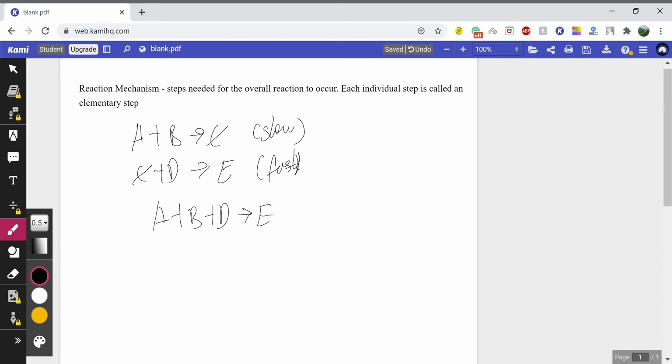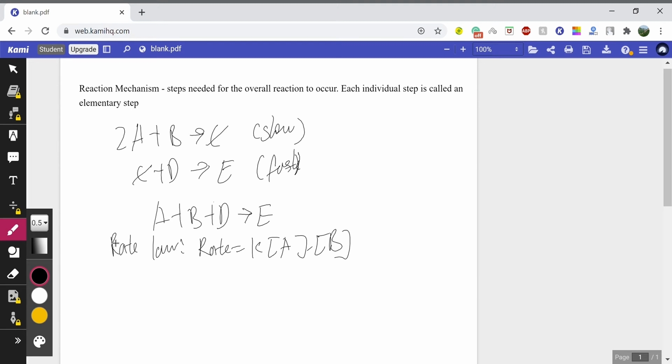A reaction cannot occur any faster than the slowest step. The slow step is also known as the rate determining step. And the rate law for the slow step must match the rate law for the overall reaction. So this is the overall reaction. But what is the rate law for the overall reaction? It is not rate equals K times A times B times D. It is in fact what the slow step is. So the rate law for this one will be rate is equal to K times the concentration of A times the concentration of B.